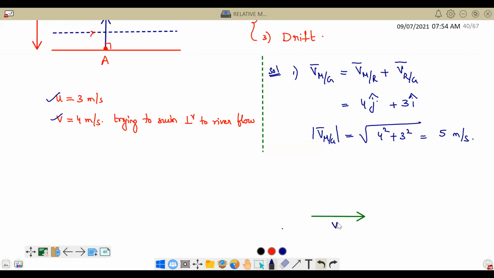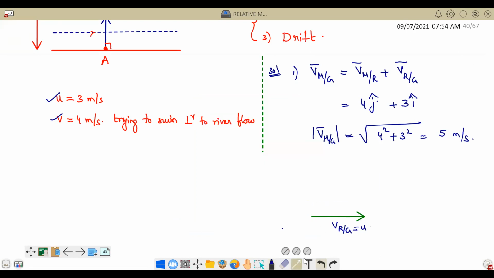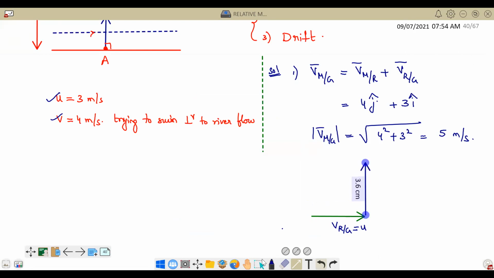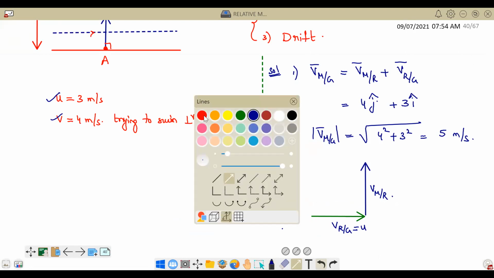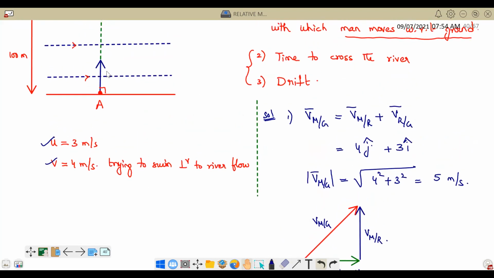This is called velocity of river with respect to ground, or we can also say it as U. And then this, in another color, is called velocity of man with respect to river. And then the resultant velocity is called velocity of man with respect to ground. From this diagram only I got this one. Able to understand that?